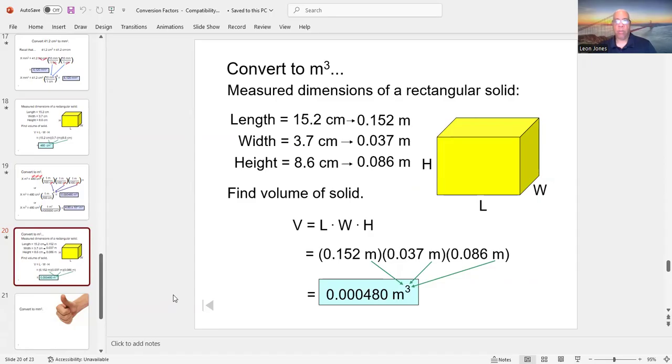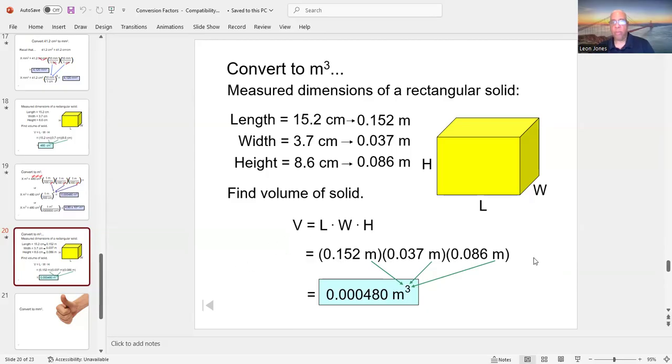Measured dimensions of a rectangular solid. You have your length, they give you meters right here. 15.2 centimeters equals 0.152 meters. 3.7 centimeters equals 0.37 meters. 8.6 centimeters equals 0.86 meters. How do they do that? Well, basically, they divided by 100, and that just moved the decimal point over 2 places.